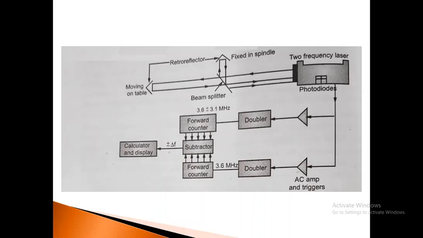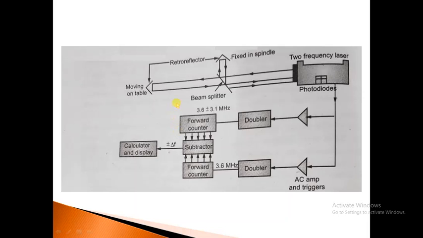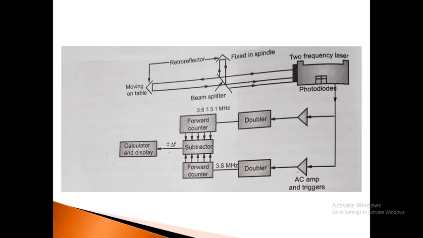Also for this laser interferometer, the next diagram we will see. Here you can see that this can also be used for machine tool elements, for the horizontal straightness and squareness of x and z axes. Now next we are going to see the types of laser interferometer.